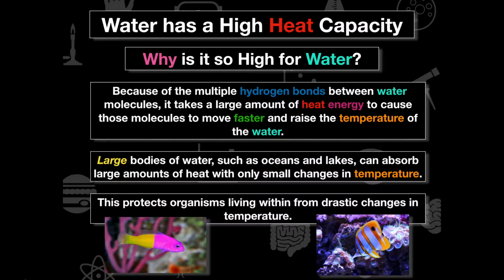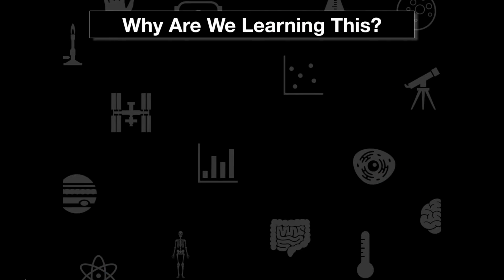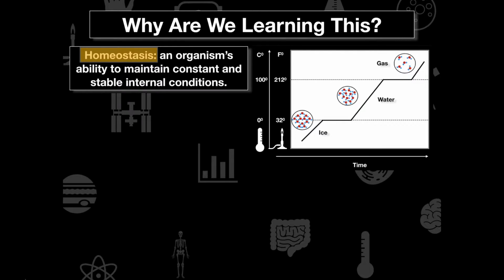So the fish living in the oceans depend upon certain, stable temperatures within oceans and lakes in order to maintain homeostasis and continue to live. So again, why are we learning this? Well, homeostasis, remember, is an organism's ability to maintain constant and stable internal conditions. A lot of organisms are made out of large quantities of water, and the temperature of these organisms matters. If you get a fever, that can be potentially fatal if your body gets too high in temperature, because it causes degradation of the proteins and enzymes in your body.